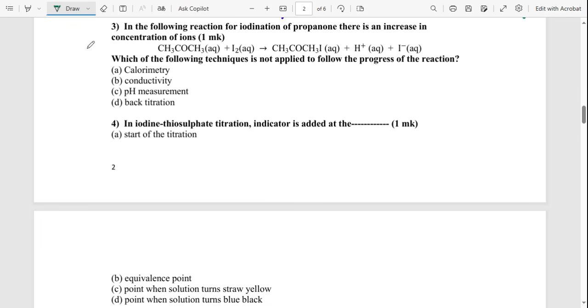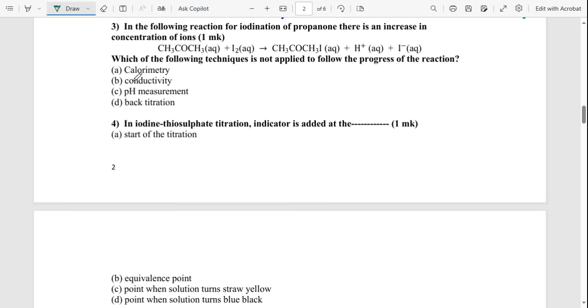Number 3 is saying, in the following reaction for iodination of propanone, there is an increase in concentration of ions. So the reaction has been given. Which of the following techniques is not applied to follow the progress of the reaction? So remember, there is an increase in concentration of ions. So when ions are changing, what technique can you use to follow how the reaction is going?